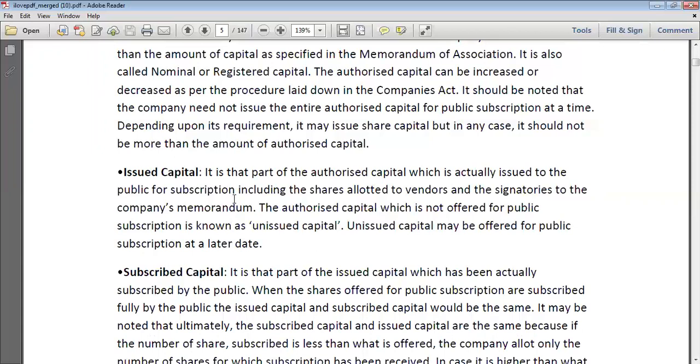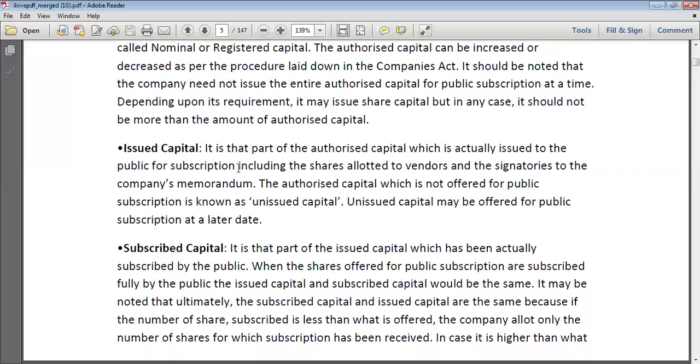See, it is not mandatory for a company to issue all the authorized capital at one time. So a company can issue this authorized capital to the public in several parts, at different times. That part of authorized capital which a company issues to the public is known as issued capital, and that part of authorized capital which the company has not issued to the public is known as unissued capital. Okay, so issued capital basically is that part of authorized capital which a company issued to the public for subscription.